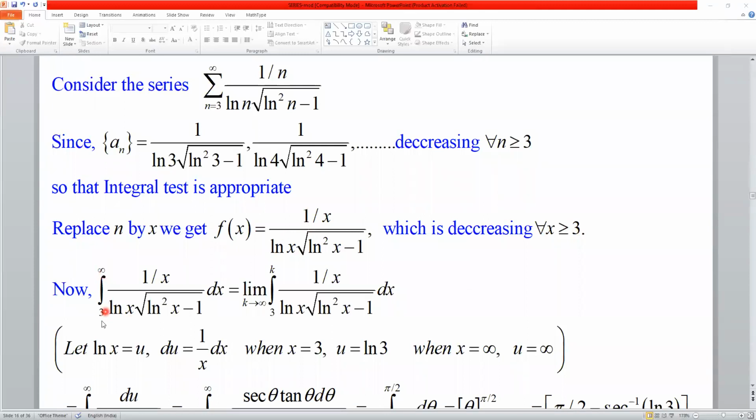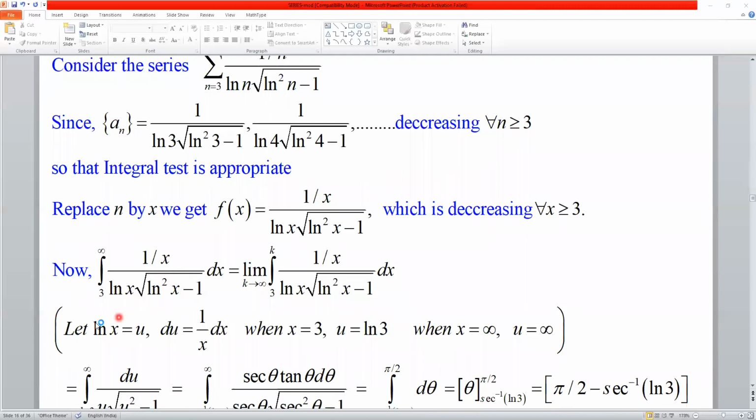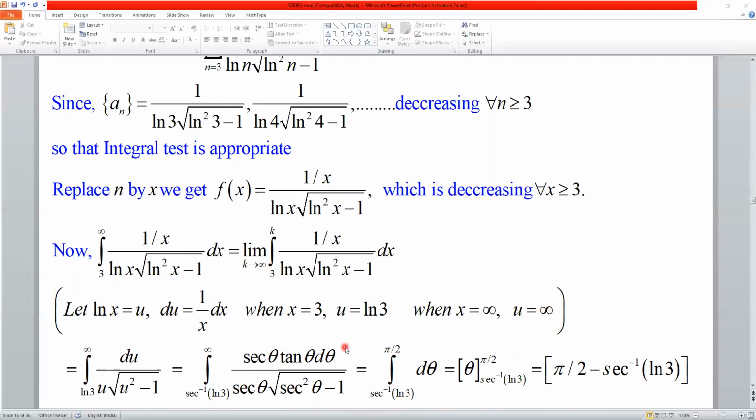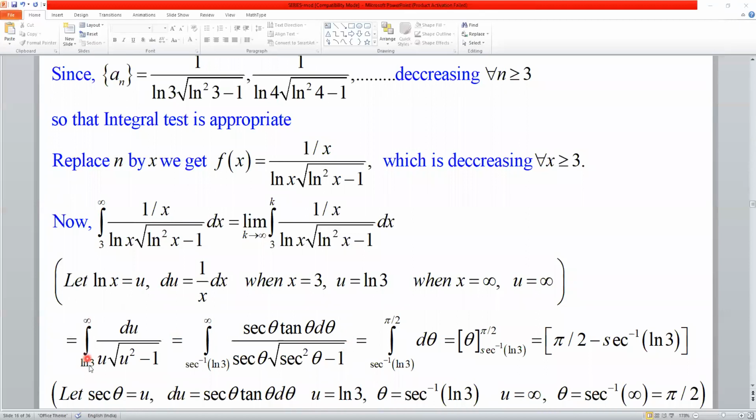So now let us take the integration from 3 to infinity of the function f of x written here. Now let us integrate this function. Now let us go for substitution. Log x is equal to u, so du becomes 1 by x into dx. When x is equal to 3, u becomes log 3. When x is equal to infinity, u becomes infinity. Now therefore the integral becomes integration from log 3 to infinity du. What is du? 1 by x dx is equal to du, where log x is taken as u.